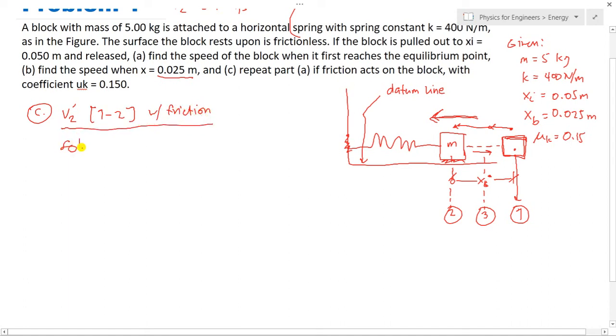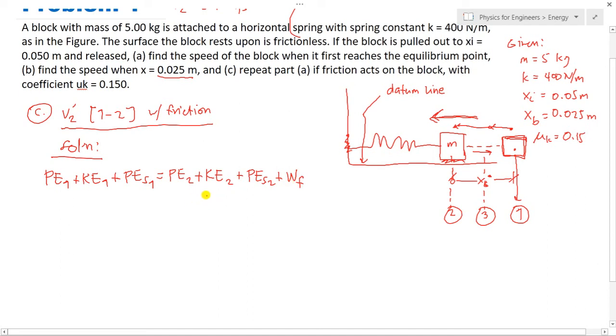So, solution: by the law of conservation of energy, we have potential energy at point 1 plus kinetic energy at point 1 plus the spring potential energy at point 1 is equal to the potential energy at point 2 plus the kinetic energy at point 2 plus the spring potential energy at point 2 plus the work of friction.